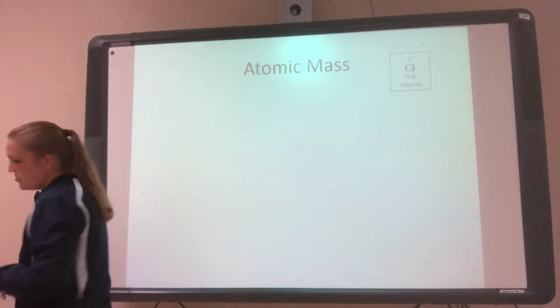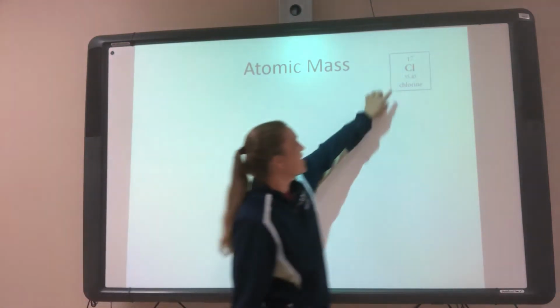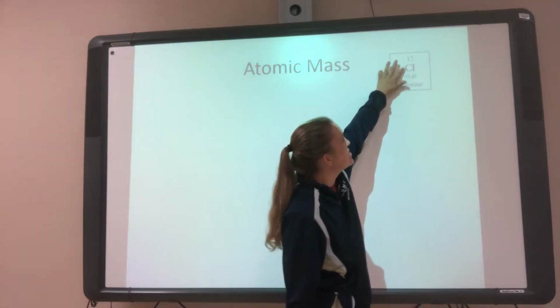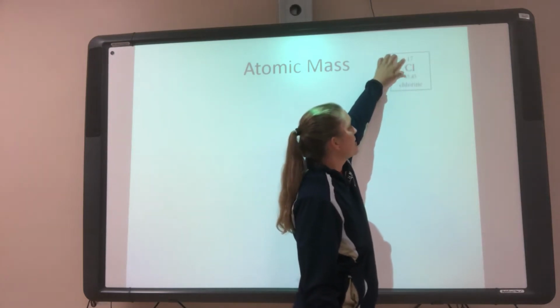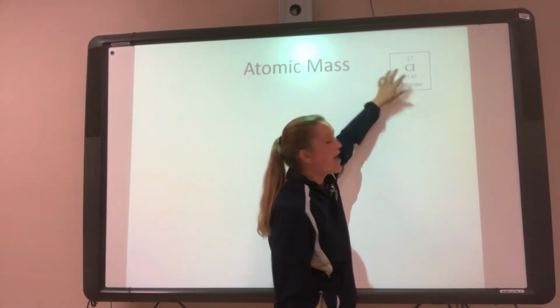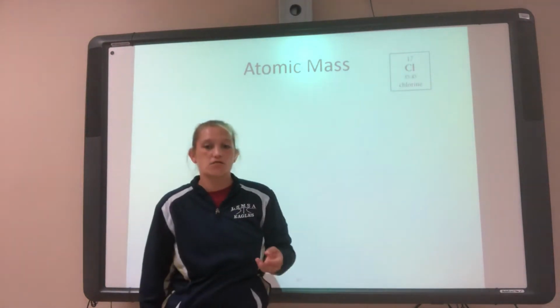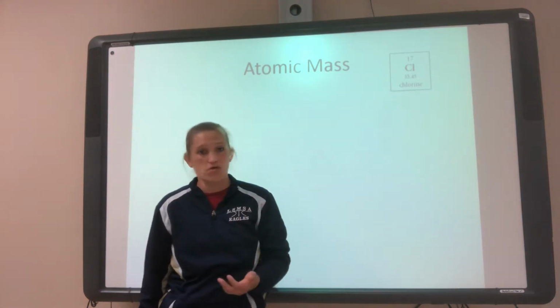So in this video, we're going to talk about atomic mass. Remember, atomic mass is the number below the symbol on the periodic table. So this is our atomic number, it's the number of protons, our symbol, and this is our atomic mass. Now remember, we said that our atomic mass was the number of neutrons plus the number of protons.